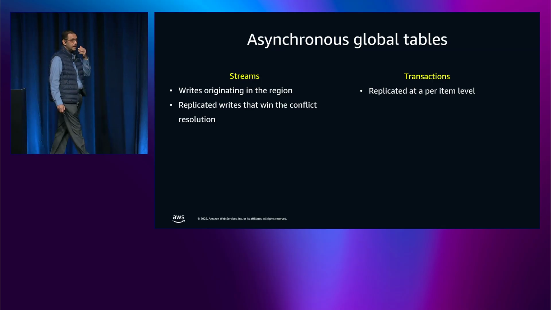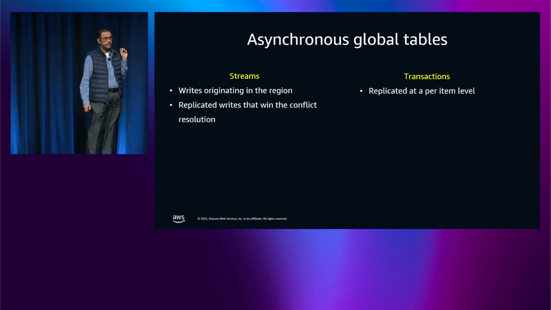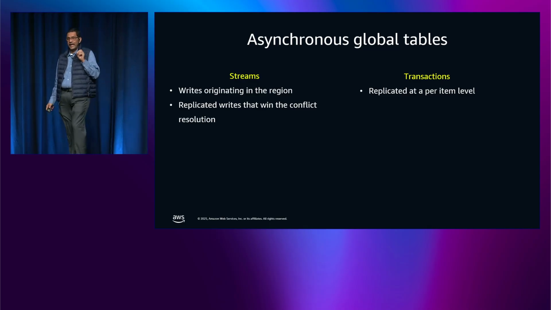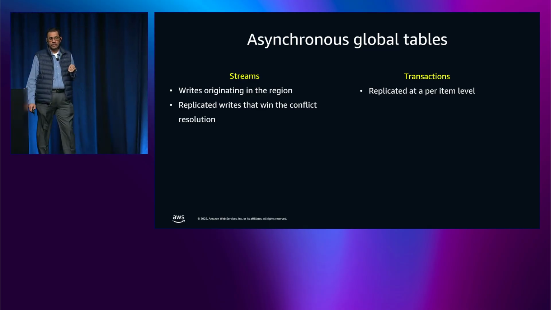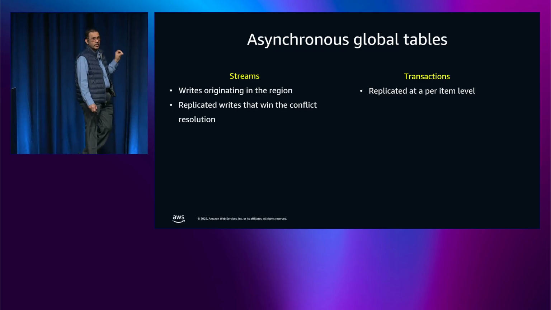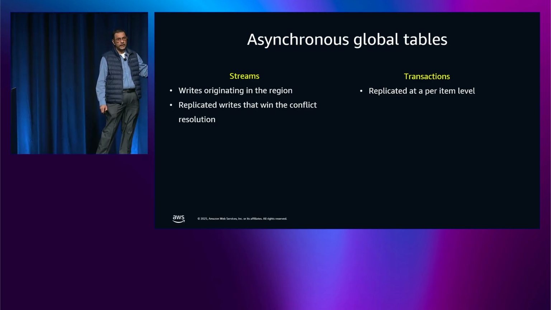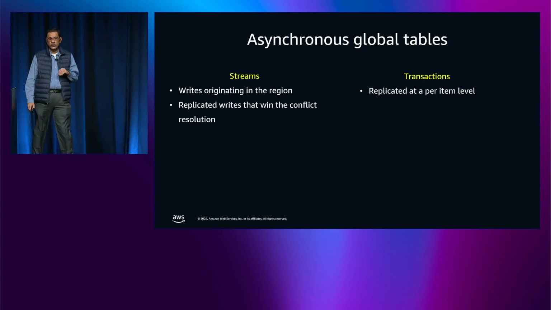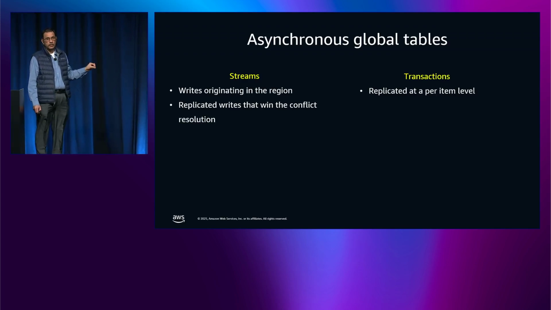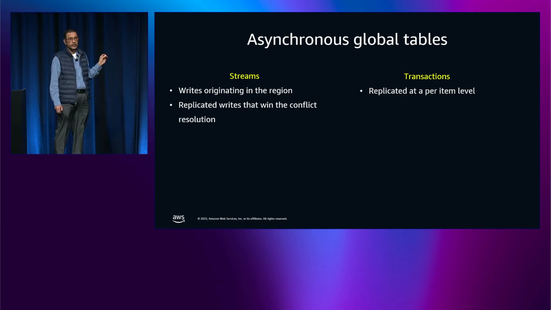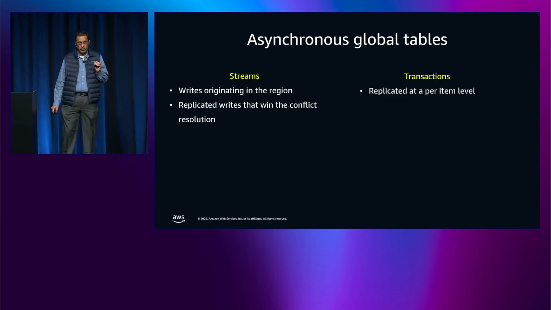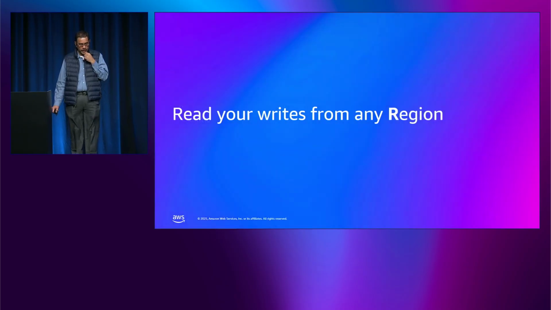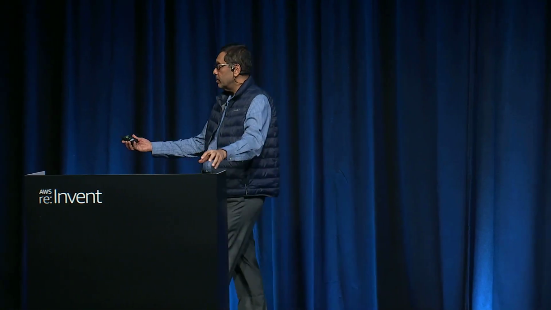If you were to perform a transaction in a region, we guarantee ACID transactions in the region. Remember that replication is on a per item basis. Therefore, it's possible for you to see a torn transaction in the remote region. If you're building an application which needs transactions, remember that eventually consistent global tables may show you a torn transaction in a remote region. Okay? With that, I'm going to hand it back to Somo, and he'll talk to you about strongly consistent global tables.